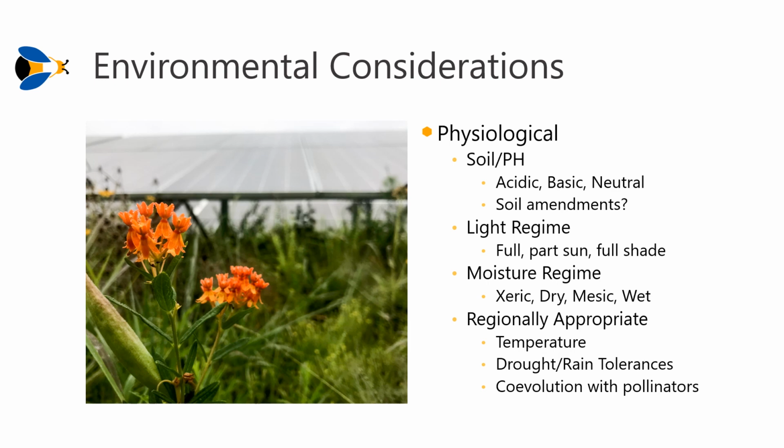Native species that grow in the region of your solar facility are already adapted to tolerate the environmental conditions of the area, including temperature fluctuations and drought and rain tolerances. Additionally, native species to the area have co-evolved with the native pollinators of the area, ensuring that the seed mix will provide habitat for these species.